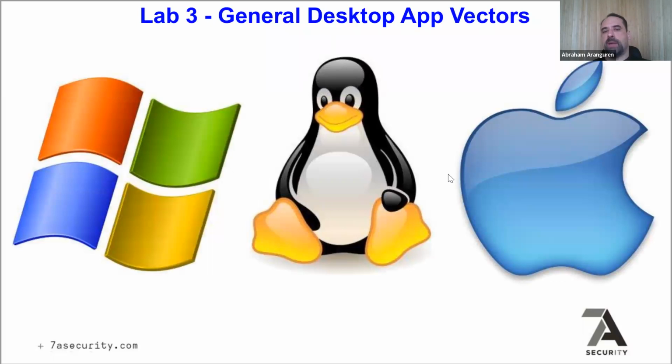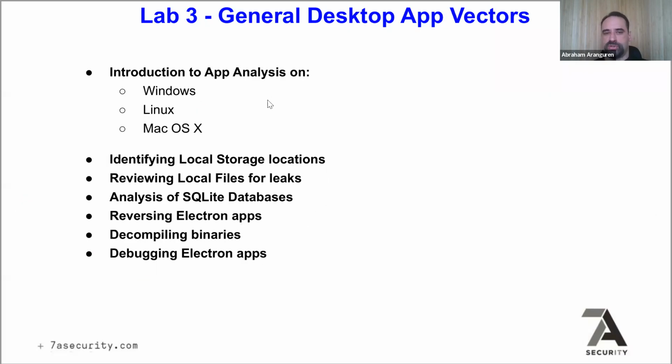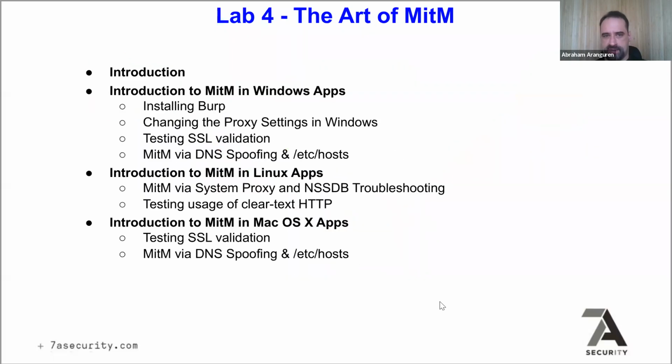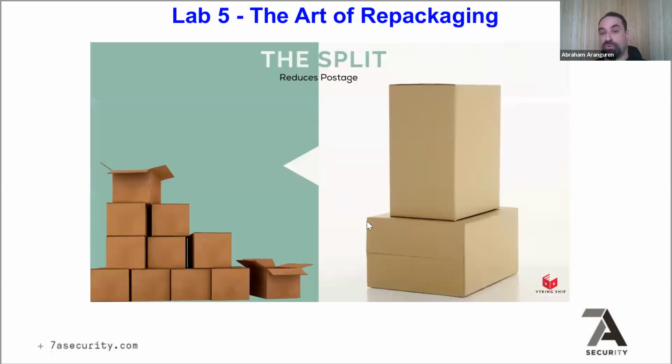Then Electron apps, since they work on Mac, Linux, and Windows, can have the same vulnerabilities as any other desktop application, right? So we also look for file system leaks and other stuff in the course, but won't be that today. There's a lab dedicated to man in the middle and the different tricks on all the platforms, how to force the application to send you the traffic when it doesn't want to.